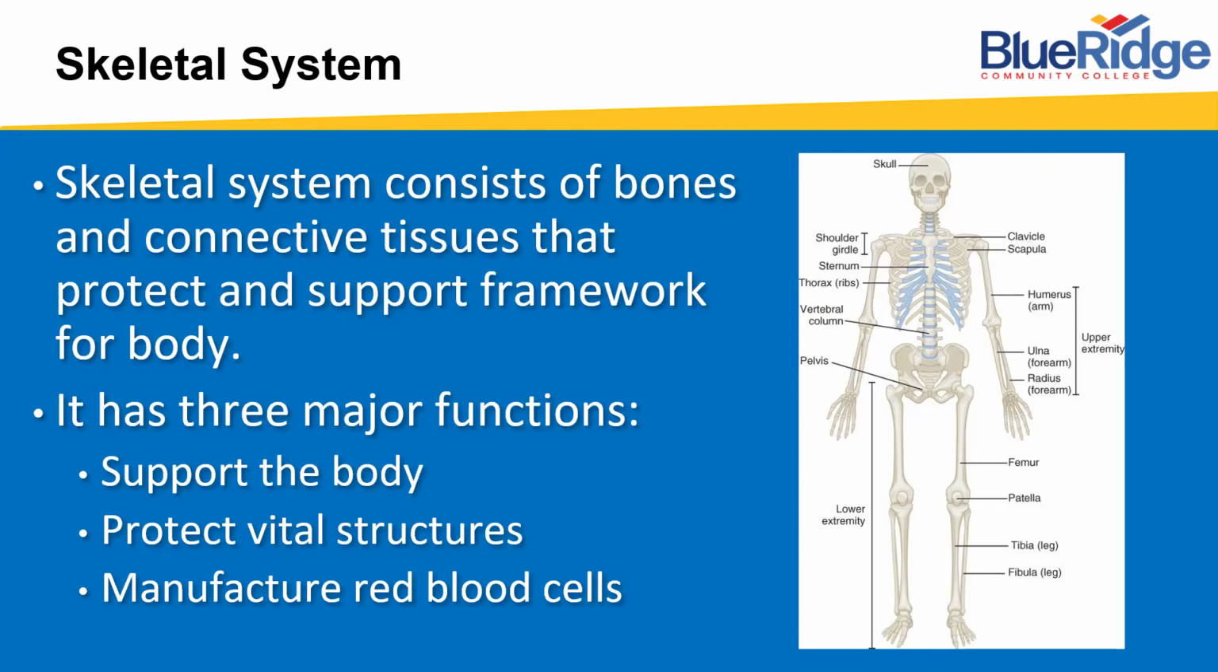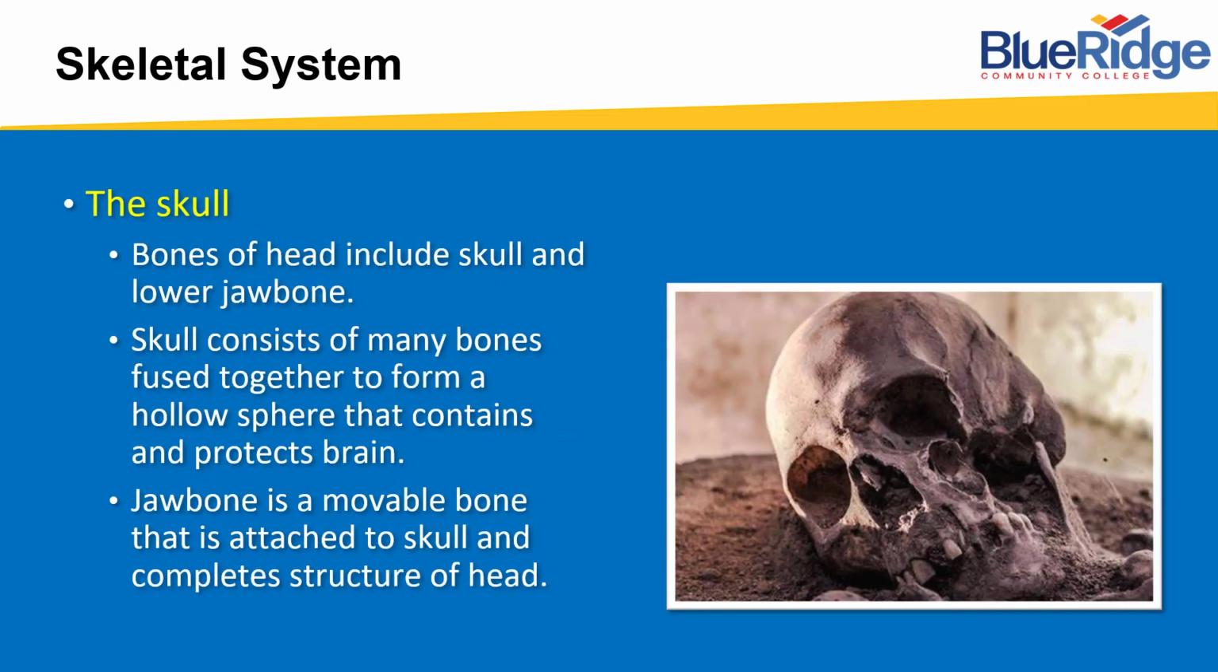The skeletal system consists of bones and connective tissues that act as a protective framework that supports the body. It has 3 major functions: to support your body and keep it in the anatomical position, protect vital structures such as your organs, and manufacture red blood cells. And then here on the right-hand side of the screen, we have a picture of the human skeleton with all the main bones. And then we have the skull.